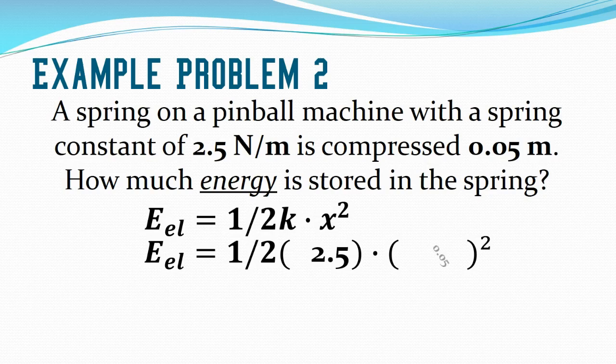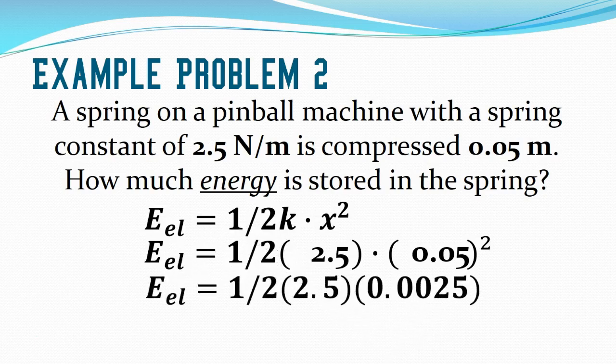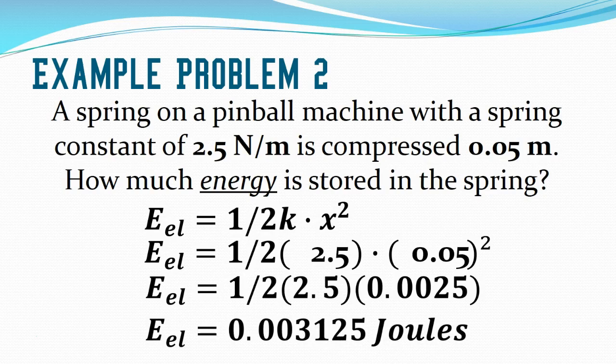It was stretched 0.05 meters, or compressed 0.05 meters. Now it's just a matter of doing the order of operations. I squared my 0.05, then I'm going to multiply together. 1/2 of 2.5 times 0.025 gives me a very small amount of energy.